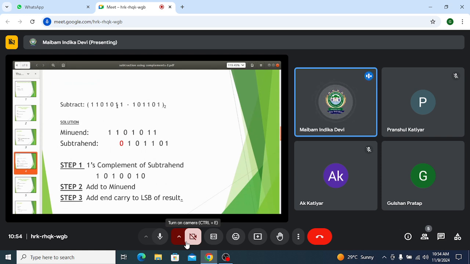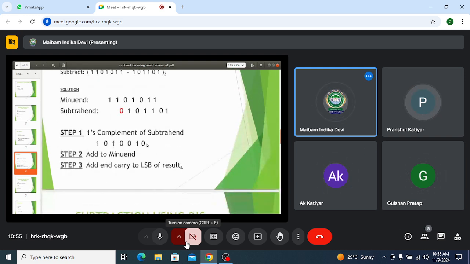Since we have different numbers of digits, you first try to make them the same. Minuend you have 7, subtrahend you have 6. So there is a lack of one digit to make it equivalent. So you put a 0 at the leftmost bit. You cannot put a 0 on the rightmost side. You have to put it on the leftmost side. Clear?